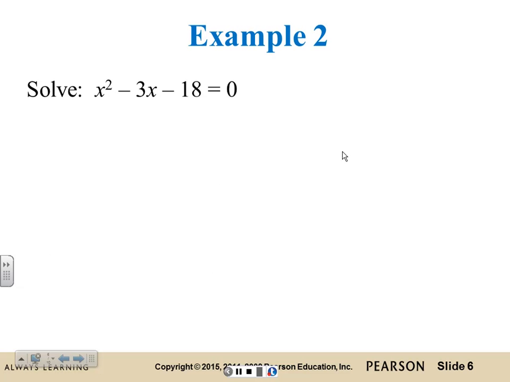So we have x squared minus 3x minus 18 equals 0. Now, this is going to help us with our factoring techniques, because what you've got to do is identify what type of polynomial you have.